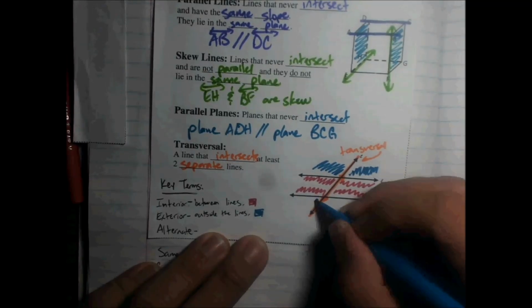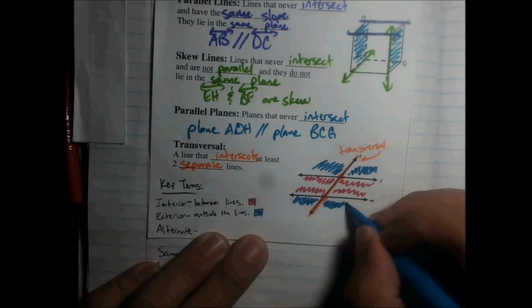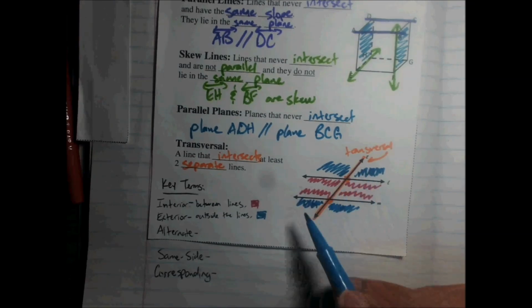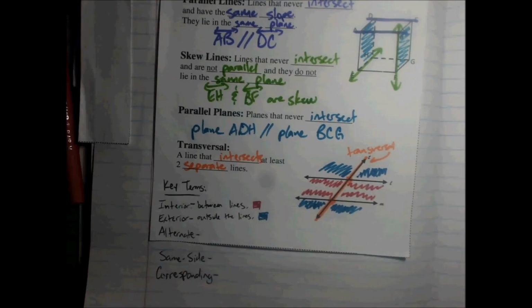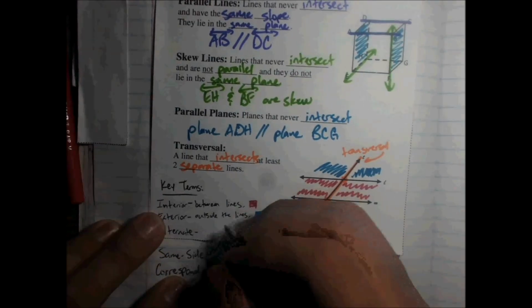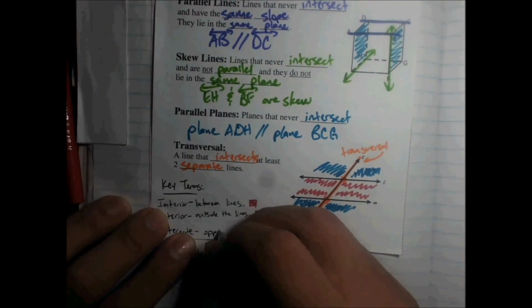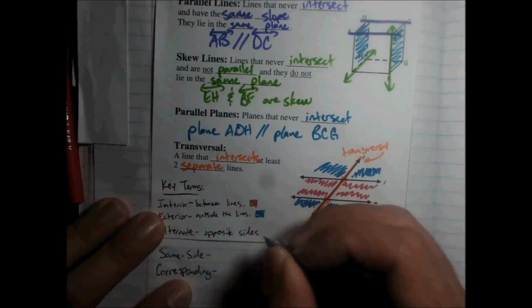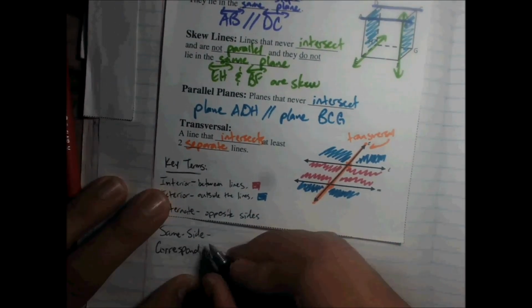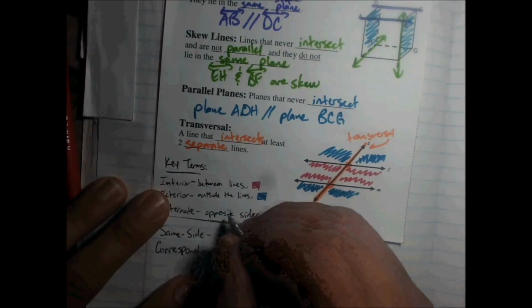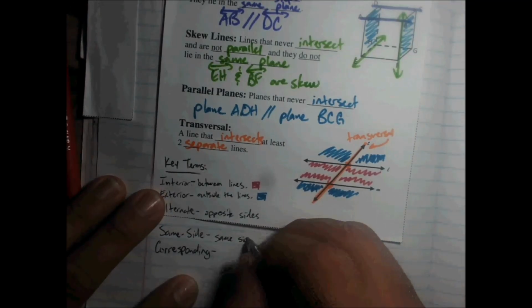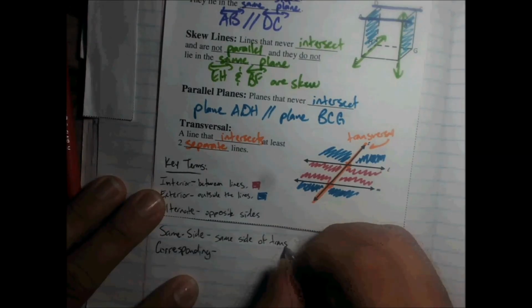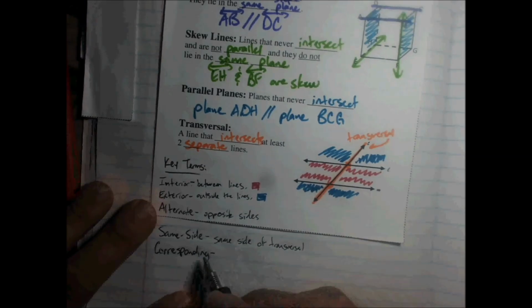We'll get to that stuff, and you'll see what I mean, like what it means between interior, exterior, even alternate. Alternate is opposite sides of the transversal. Same side, I mean, it's pretty straightforward. I know I usually say don't ever define something with the same words, but same side just means same side. Let's do of transversal. And then corresponding means the same spot. Okay, so just keywords we're going to look at. It'll make more sense when we go into the next page. So there you go. That's lines and angles.